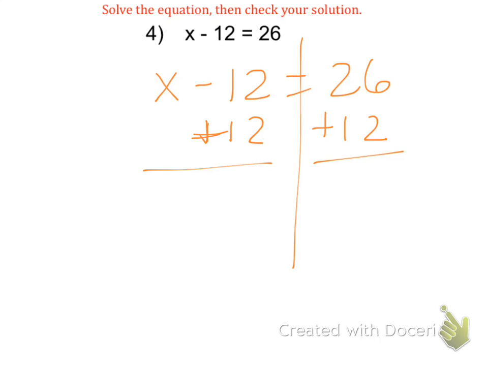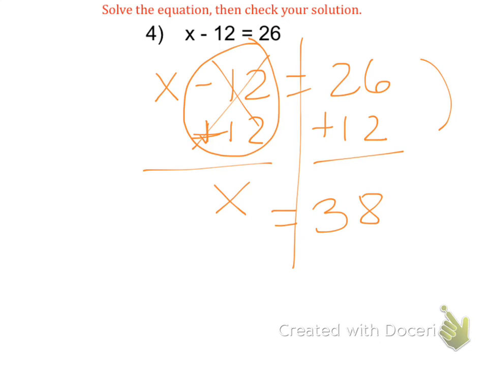Alright, so on the left side we are left with x. A positive 12 and a negative 12, they basically cancel each other out. And on this side, we get 38. X equals 38.